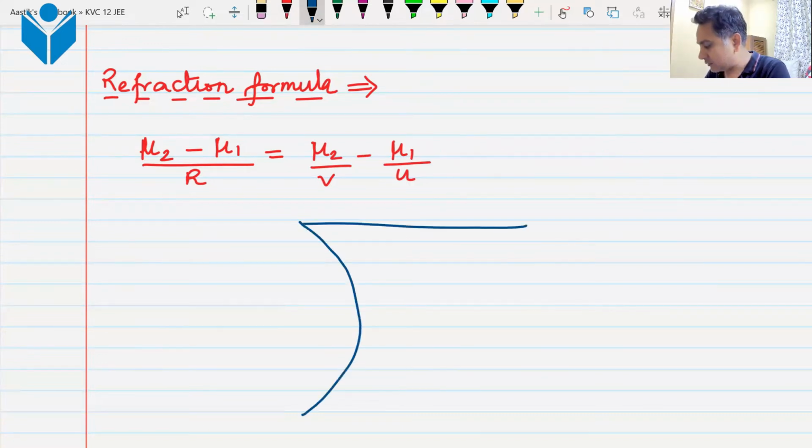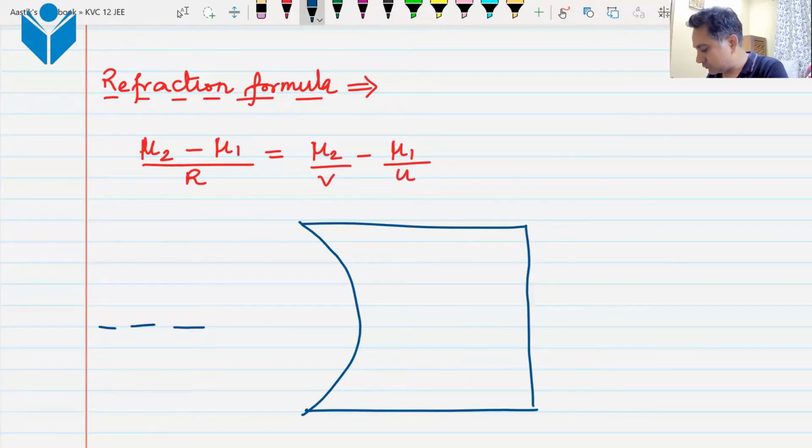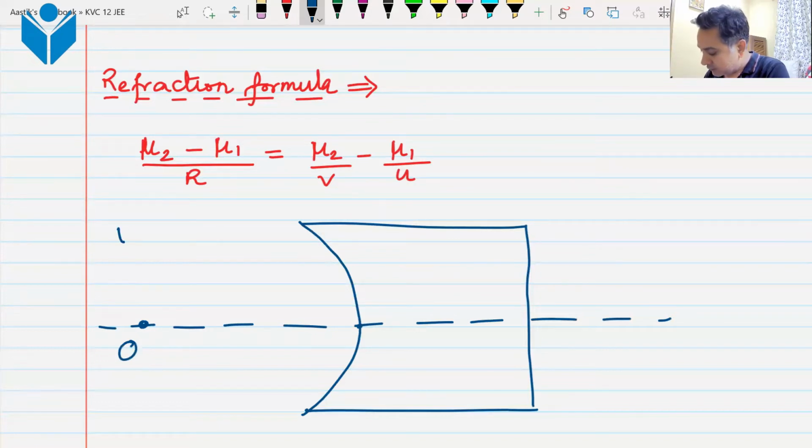If I have this as my refracting surface, my object is placed here. Wherever the object is placed, that medium becomes your first medium. Do we understand this? Yes or no? This is my pole. Now the image of this object will be formed on the other side.